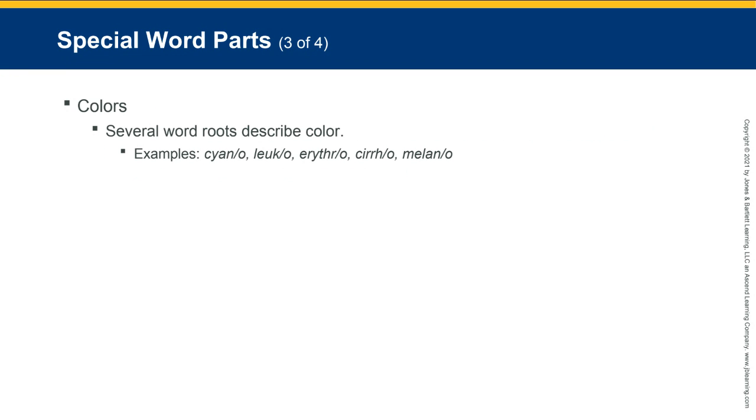Colors. Several word roots describe colors. Examples: cyano, cyanosis, which is blue skin. Cyano is blue. Leuco, leukocytes, that's your white blood cells. Leuco is white. Erythro, erythrocytes. Erythro is red. Cirrho is orange or yellow, I believe. And melan or melano has to do with the color of the skin, black or dark.